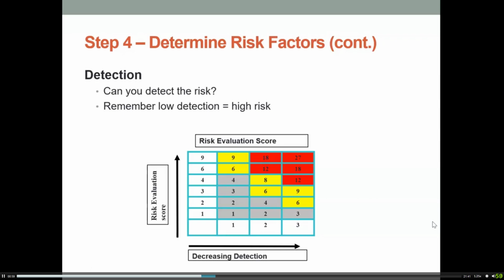But we must remember when we're doing our calculation, if you have a low detection rate, that is equal to a high risk. So we must remember to score it in the right way. So this is decreasing detection. So we take our risk evaluation score, which we've already calculated, 1 to 9 in this case, and we multiply it out by our decreasing detection levels.